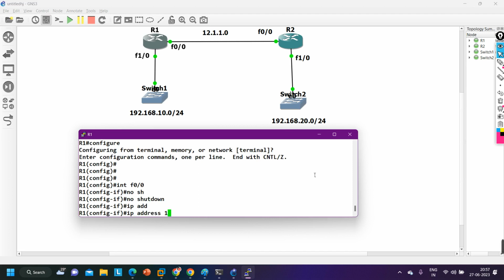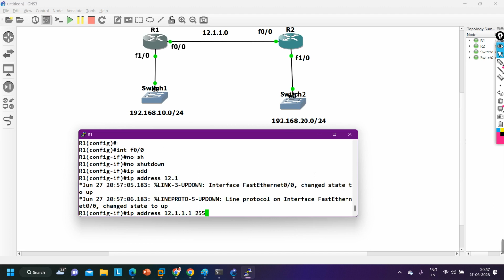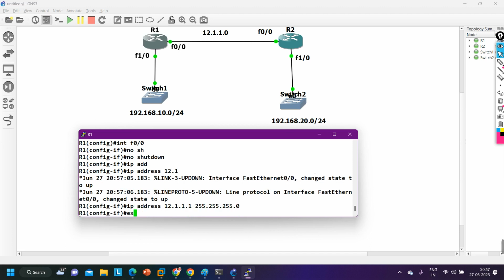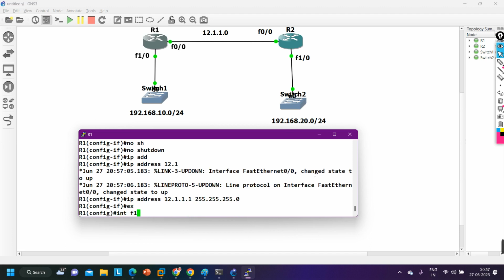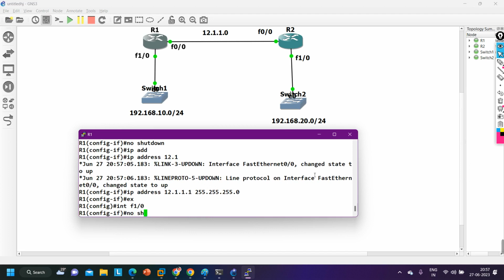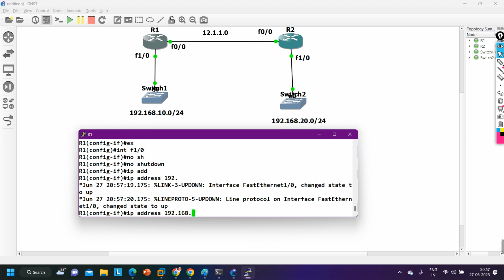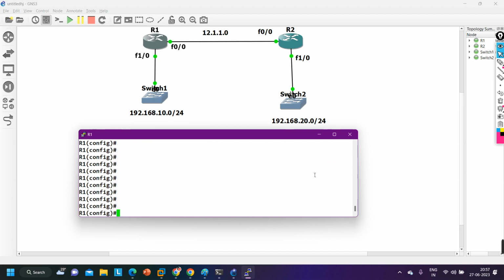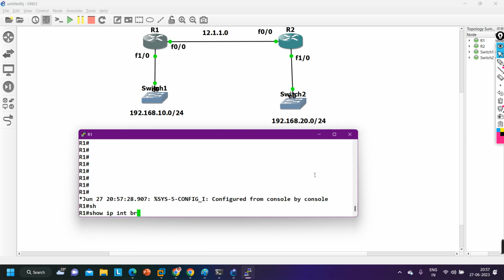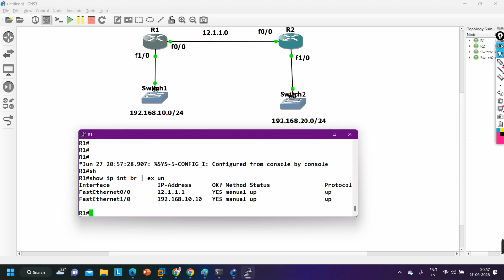No shut, IP address 12.1.1.1, 255.255.255.0. Exit. Interface f1/0, no shut, and the IP address is 192.168.10.10, let's say, 255.255.255.0. I've configured the IP addresses on router 1. So, show ip interface brief | exclude unassigned.